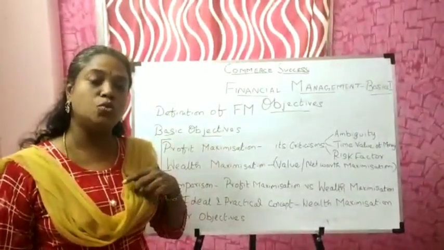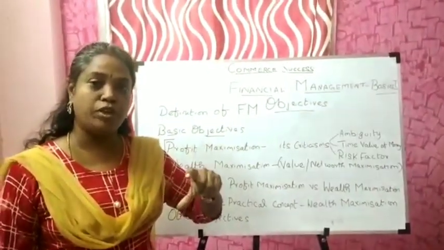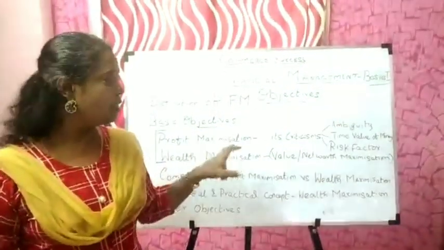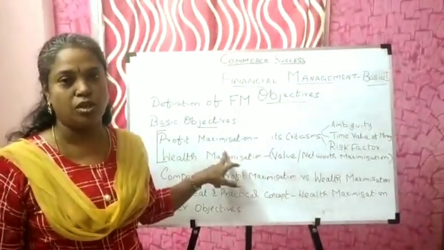What are we trying to do? We are comparing the current profit with the profits of future years, which is not correct. Hence, they are saying profit maximization is not correct.